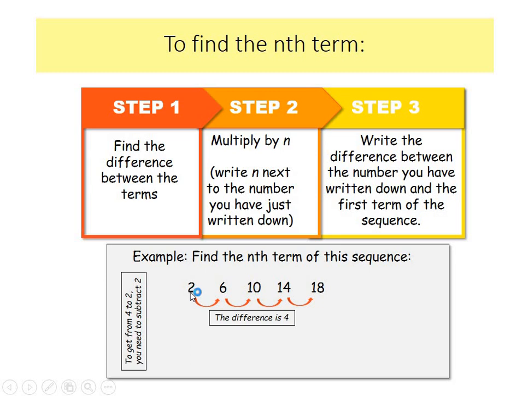So if I have a look at this example, 2, 6, 10, 14, 18, the difference is 4. So I write down the number 4. Step 2 is to multiply by n, and that basically means just write n next to the number you've written down. So I'm just going to put an n there. And then our final step is we need to write down the difference between the number I've just written down, so 4, and the first number in the sequence, which is 2. So if I'm at 4 and I want to get back to 2, I need to subtract 2. So my sequence is 4n minus 2.